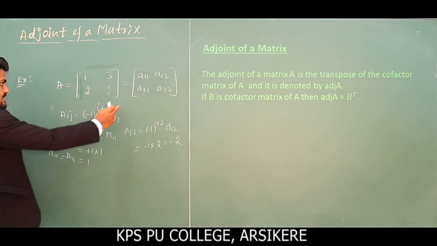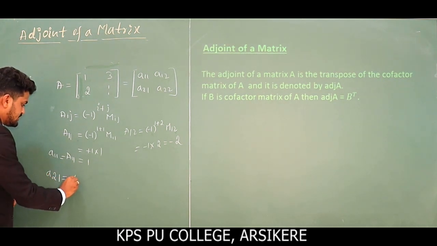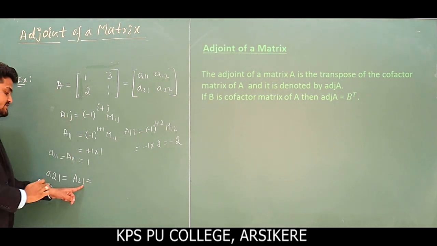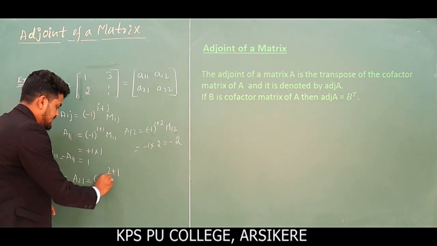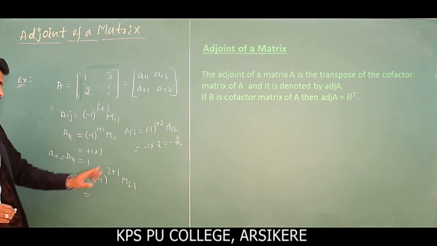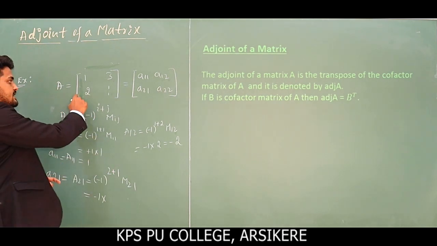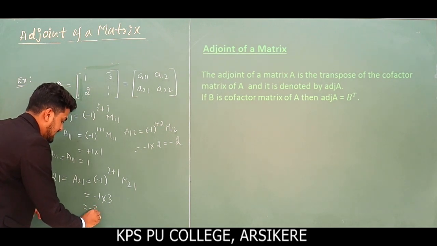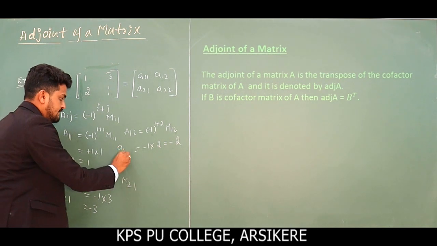In the same way, next element A21. A21 is equal to, in place of i it is 2, in place of j it is 1. So minus 1 to the power of 2 plus 1 into M21. Minus 1 whole cube is again minus 1. M21 is the minor of 2, eliminating the ith row and jth column, leaving 3, which is equal to minus 3. So A21 is minus 3.